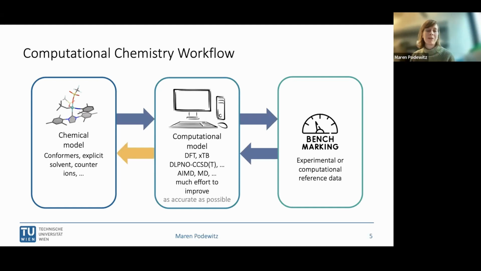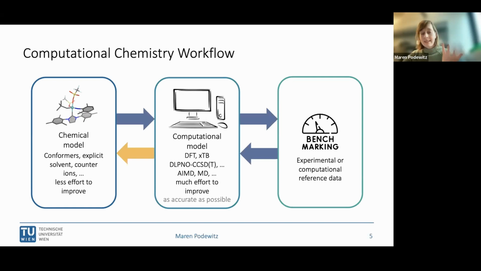And that, of course, Philip did a lot of groundbreaking work in this regard, thinking about conformers, explicit solvents, and incorporation of counter-ions. So coming up with a chemical model that is not only the catalyst that we want to study, but maybe the catalyst in different conformers, with counter-ions, explicit solvent molecules, and so on and so forth.